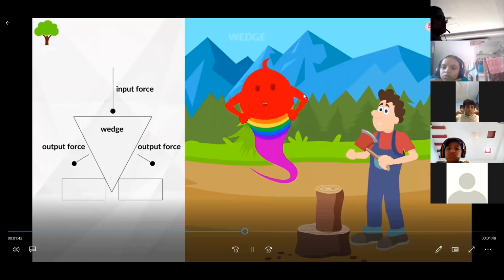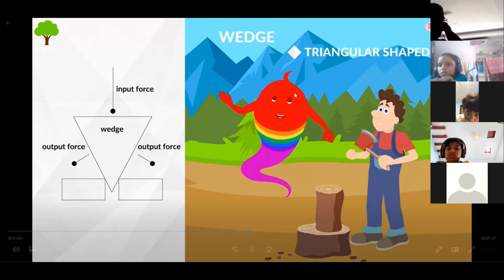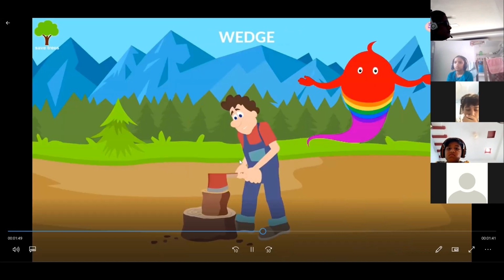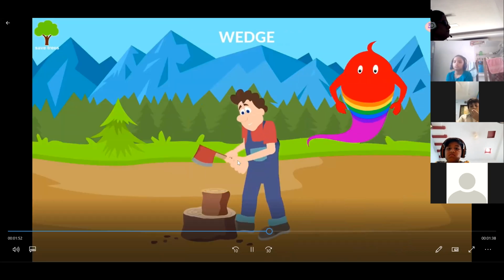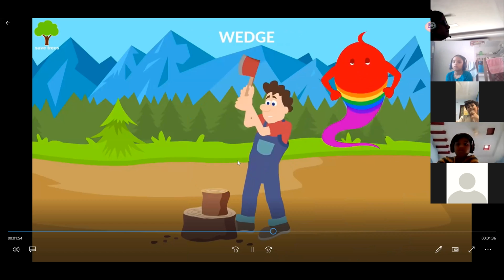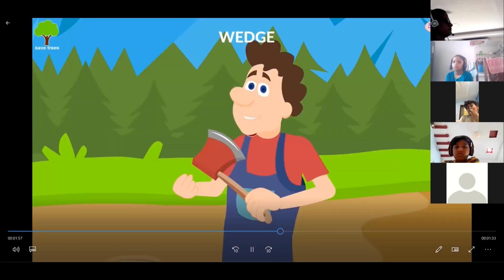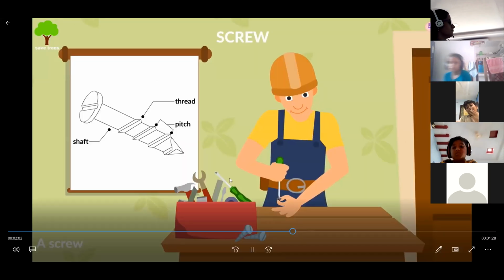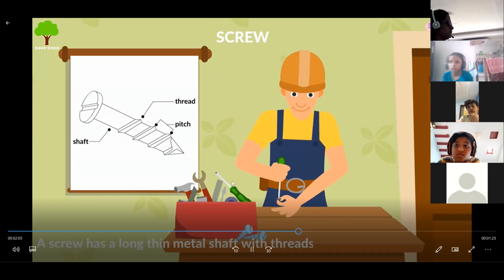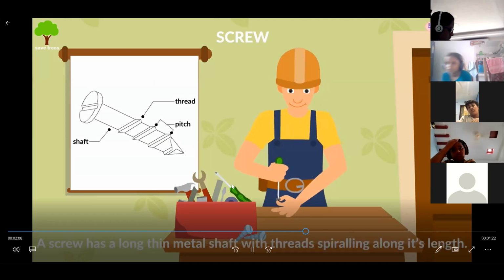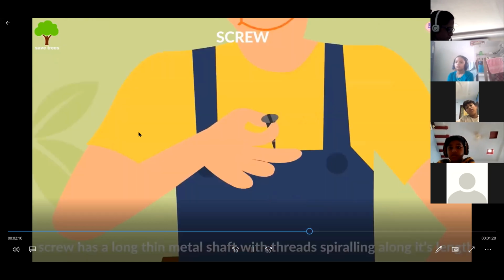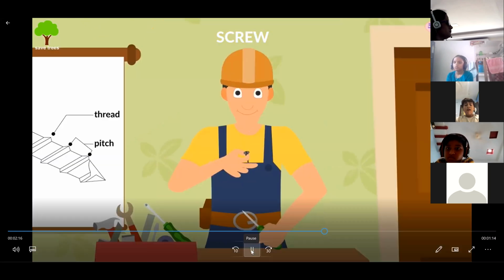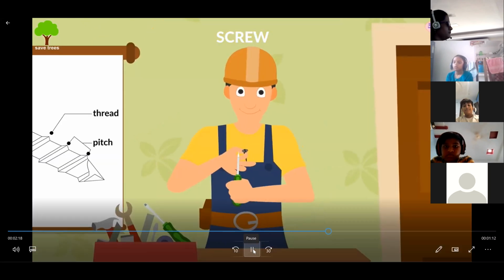Wedge. A wedge is a triangular shaped tool and is a portable inclined plane. It can be used to separate 2 objects, lift up an object, and hold an object in place. An axe blade is an example of a wedge. Screw. A screw has a long, thin metal shaft with threads spiraling along its length. It also has a turning head with a groove where a screwdriver can be used to rotate the screw. It can be used to lift things or to hold things together. Lever.